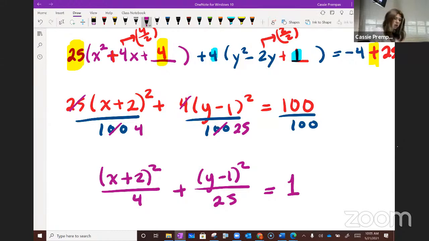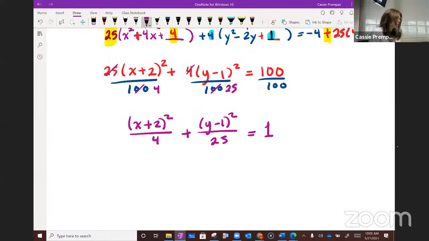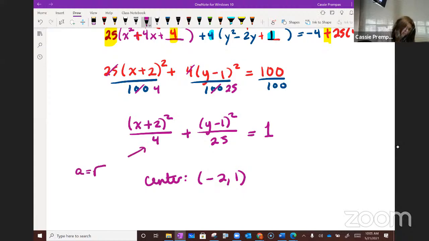And now I can go ahead and graph this. What would be the center? Good, negative 2, positive 1. And then what would be the value of a? Good, the square root of 4, which is 2. And then how about the value of b? 5, the square root of 25, which is 5.